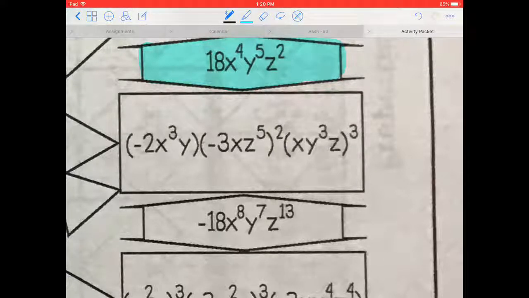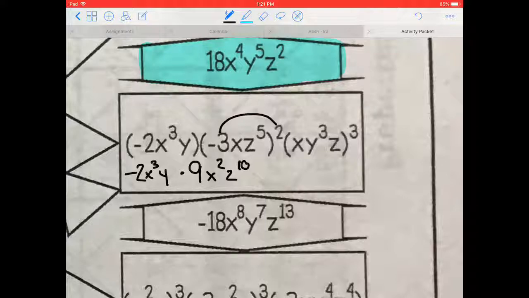Next problem. We have a power property here and here, so we're going to take care of that first. The first set of parentheses does not have an exponent here on the outside. So just rewrite everything in the first one, and then we'll do the other two. So this is negative 2x cubed y times negative 3 squared is 9. X squared is z to the 10th. And then here, well, the coefficient's 1, and 1 cubed is still just 1. So 1x cubed y 9 z 3.